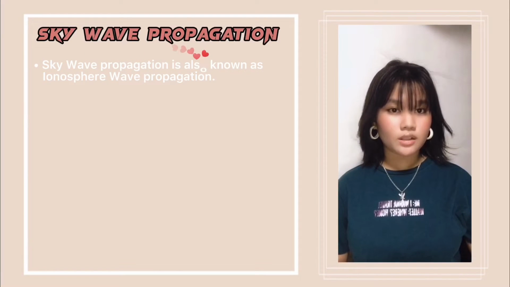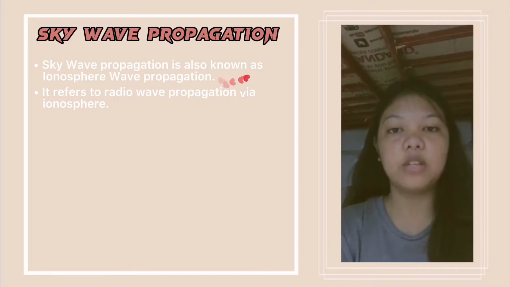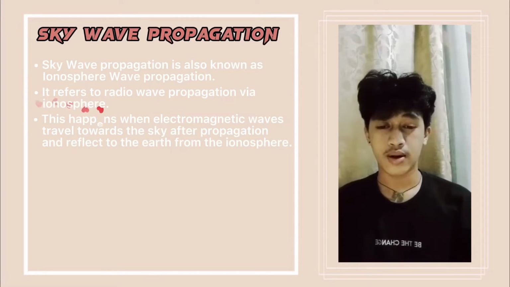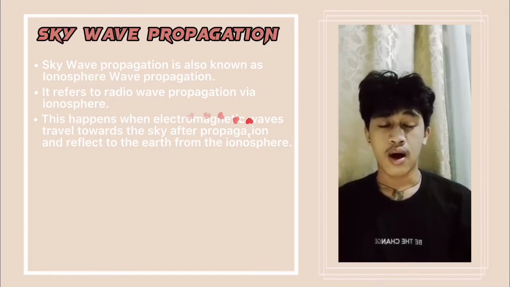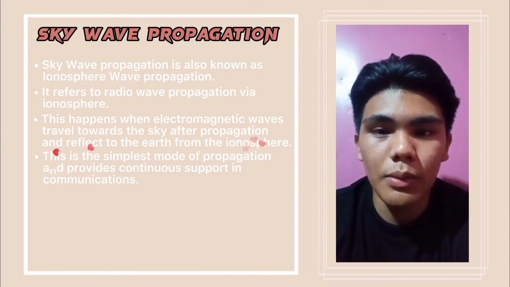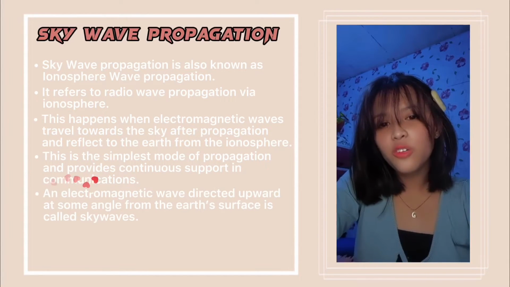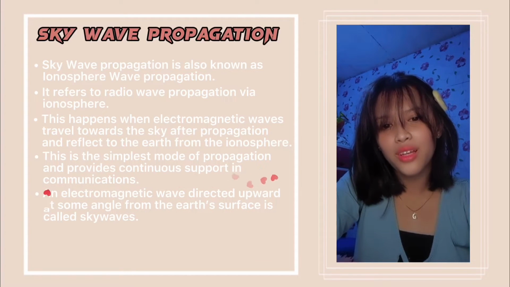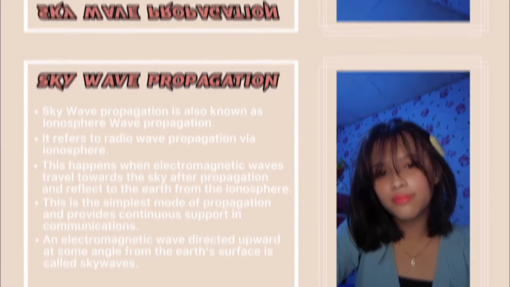Sky wave propagation is also known as ionosphere wave propagation. It refers to the propagation of radio waves via the ionosphere. This happens when the electromagnetic wave travels towards the sky and is reflected back to the Earth from the ionosphere. This is the simplest mode of propagation and provides continuous support in communication. An electromagnetic wave directed upward at some angle from the Earth's surface is called a sky wave.